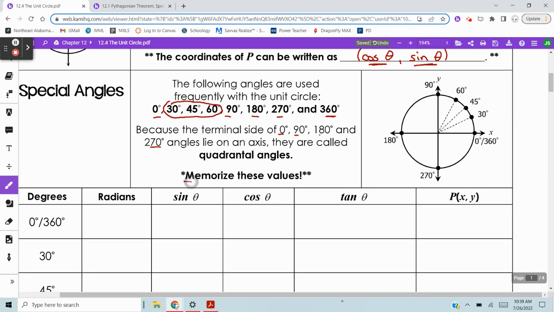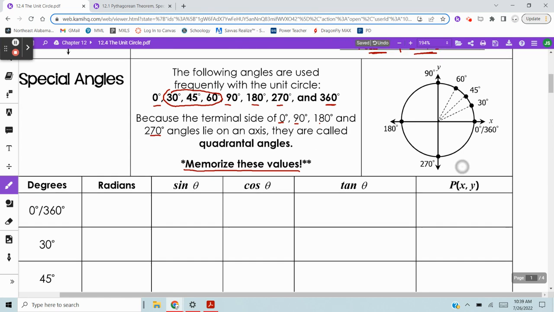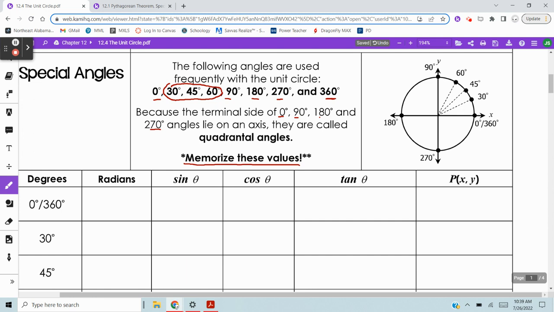And notice it does say memorize these values. We will be memorizing these. So what we're doing here, we're going to start with these quadrantal angles, and just keep in mind that the sine and cosine of these points are simply the y values and the x values of those points. And I do want to remind you that this is a unit circle, so the distance from here to here is 1. So we can very easily find those points.